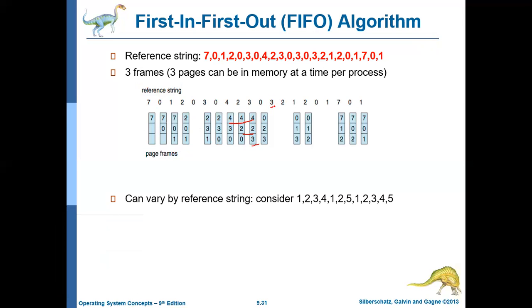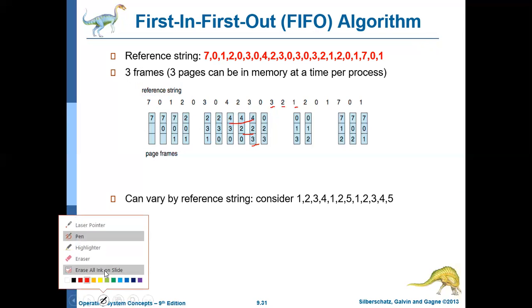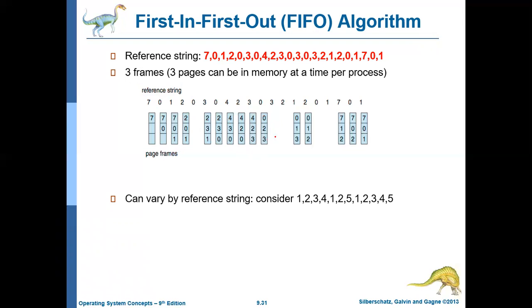Next, the input is 3. 3 is in the memory, so it won't create a page fault. Next 2. 2 is also in the memory, so it won't create a page fault. Next page is 1. 1 is not in the memory, so it will create a page fault. Memory is full, so which page should be replaced? Out of 0, 2 and 3, which one came first? 2 is the one which came first. So 2 came first, then 3, then 0.